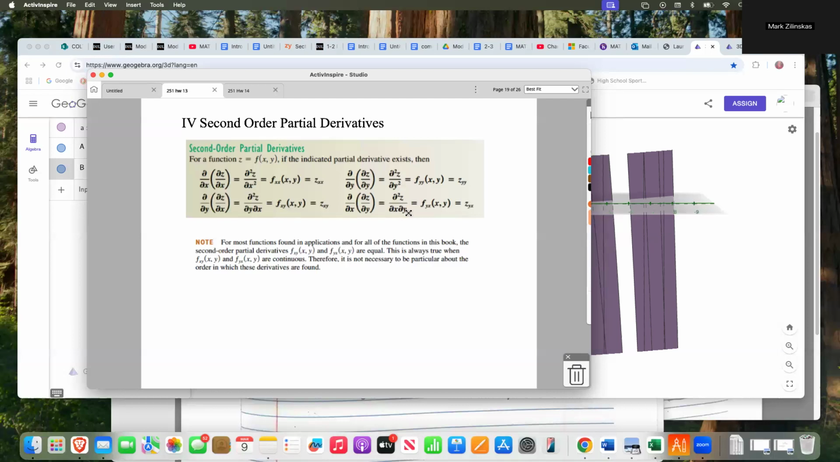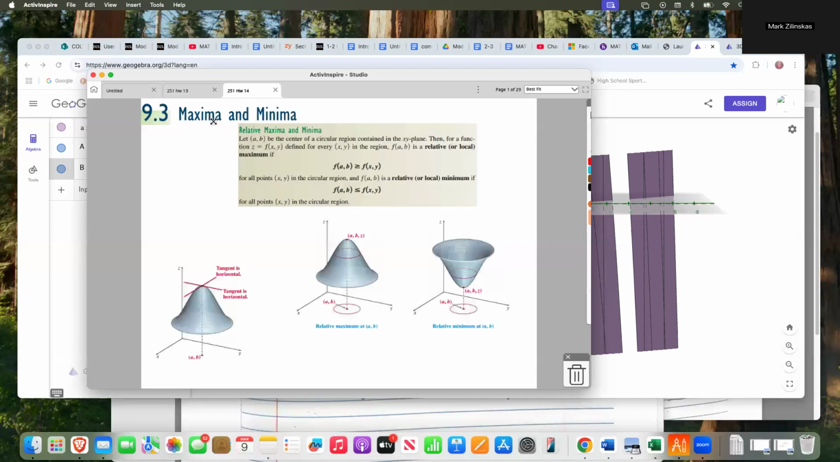Now, the good thing about this is if I go in the opposite order and take the first partial with respect to y and then x, at least for all the functions you're going to be dealing with, these two mixed partials are always going to be equal. I'll mention that in the example as well. So that's the first thing. We're talking about second order partial derivatives, and I will give you examples within the context of finding maxima and minima.